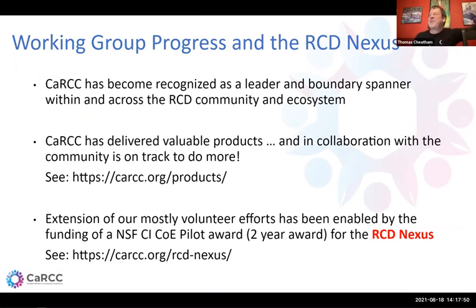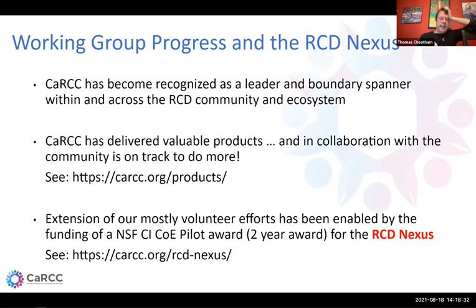When CaRC first started out, we were somewhat viewed as a threat in the community, as trying to take over various aspects, but it has evolved into a group that we're now seeing as a recognized leader, a boundary spanner within and across the community. We aim for transparency, open collaboration, shared credit, and shared attribution for things that are done. Some of the working group products you'll see are not just CaRC, they involve other groups like EDUCAUSE or Internet2. We've delivered some valuable products, and you'll hear about some of these today. And we're working to do more.